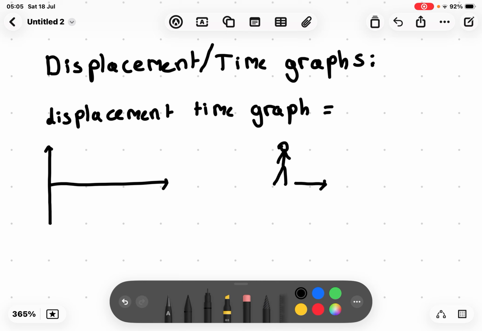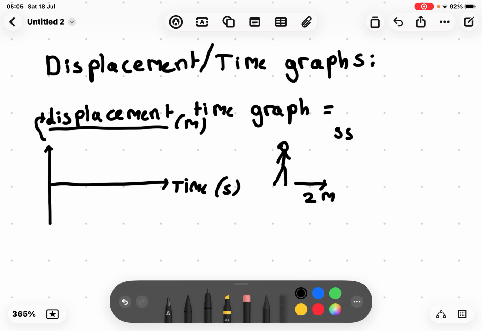walks 2 meters. By the way, on the top we have the displacement, and over here is the time in seconds, and the displacement is in meters. So let's say the guy walks 2 meters and it takes him 5 seconds. We would do it over here, for example. So let's say 5 would be here, 2 would be here. We'll do something like this, and then we get this type of idea, right?